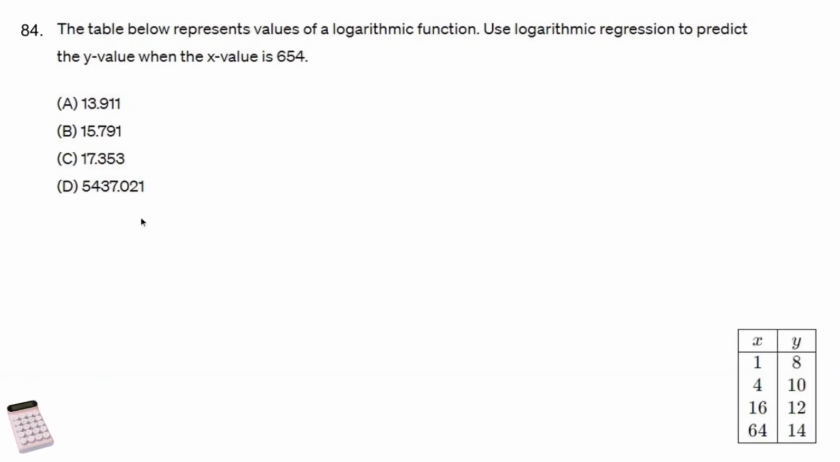The table below represents values of a logarithmic function. Look how small it is. Why did I make it so small? Use logarithmic regression to predict the y value when the x value is 654. Geez Louise. All right, so what I'm going to do is use that table right there and use what's called ln reg. What that's going to give me is some gross-looking ln problem.